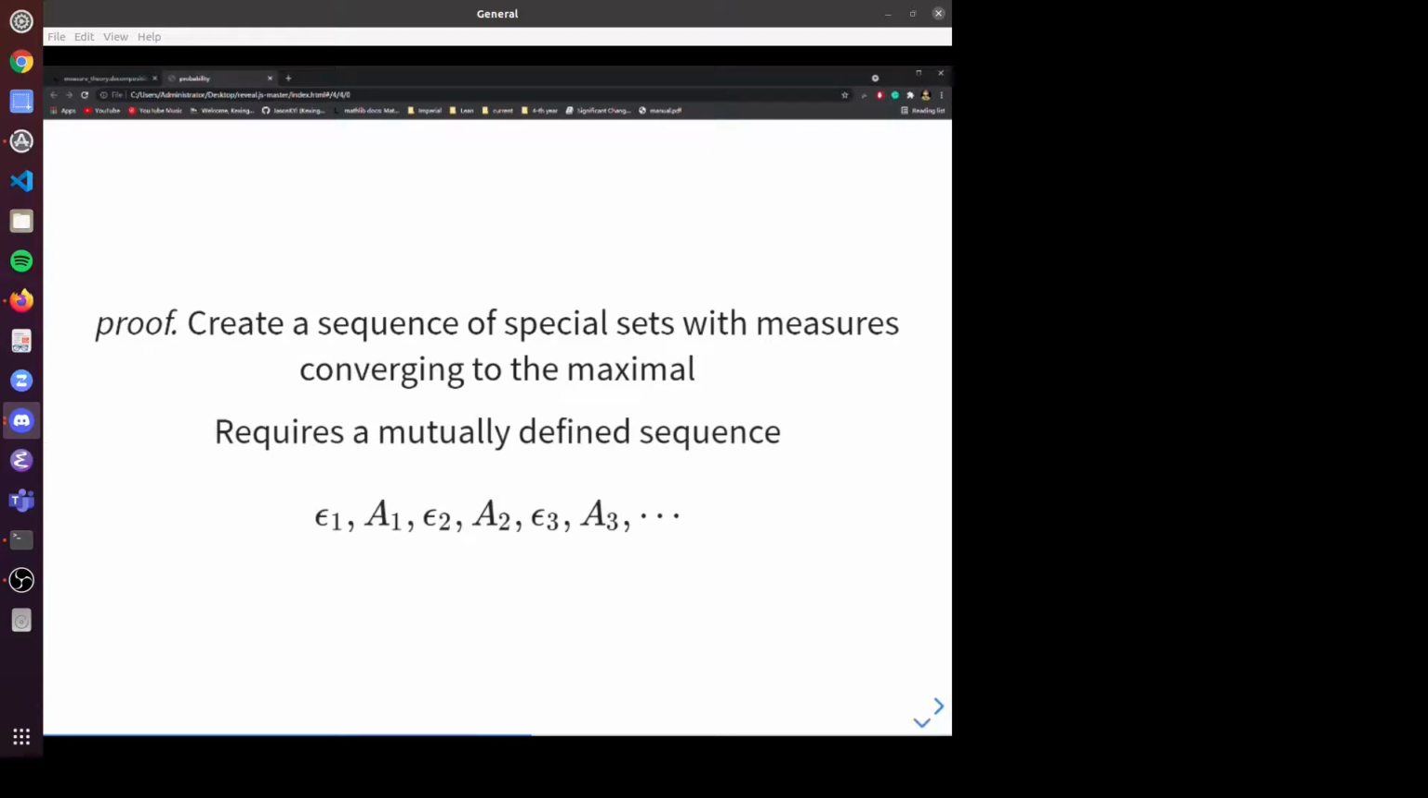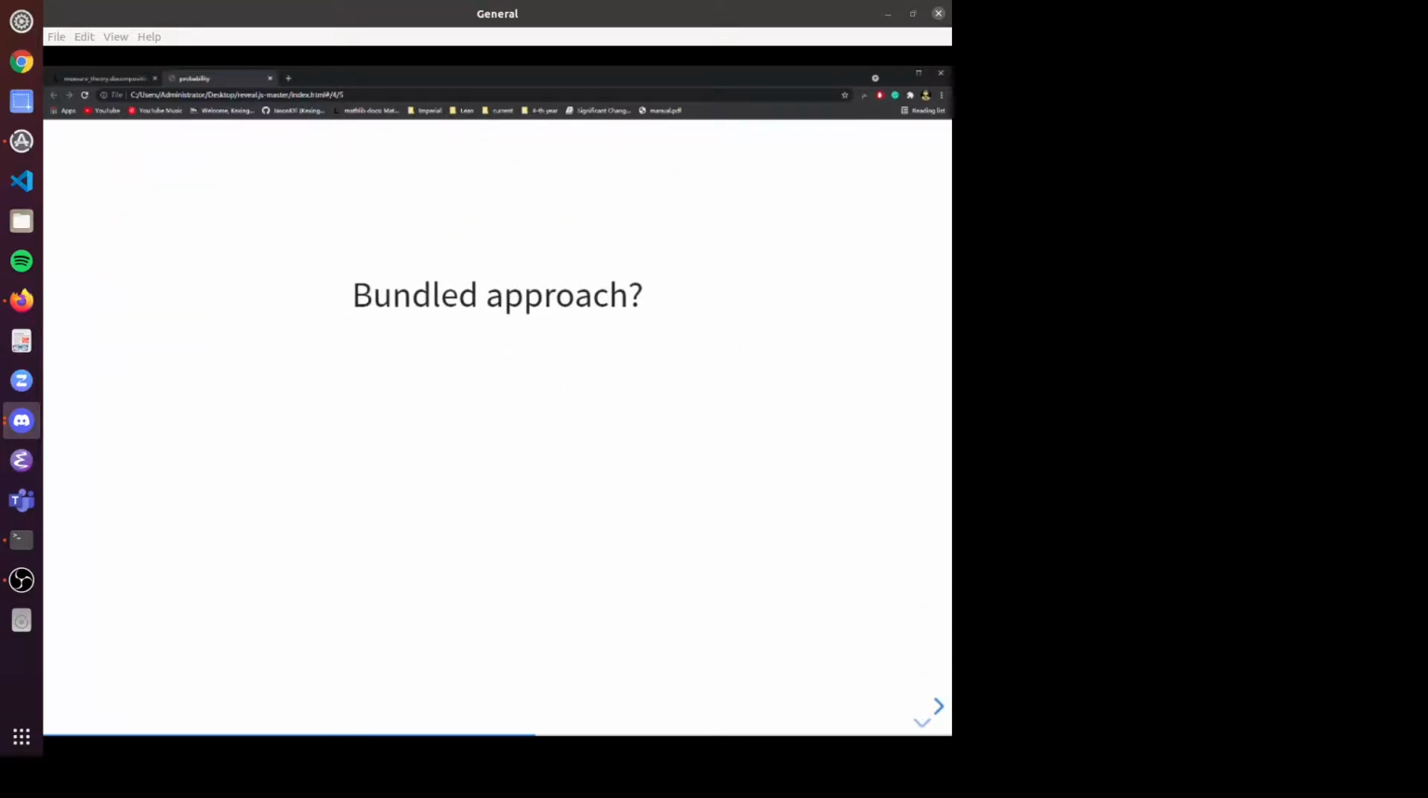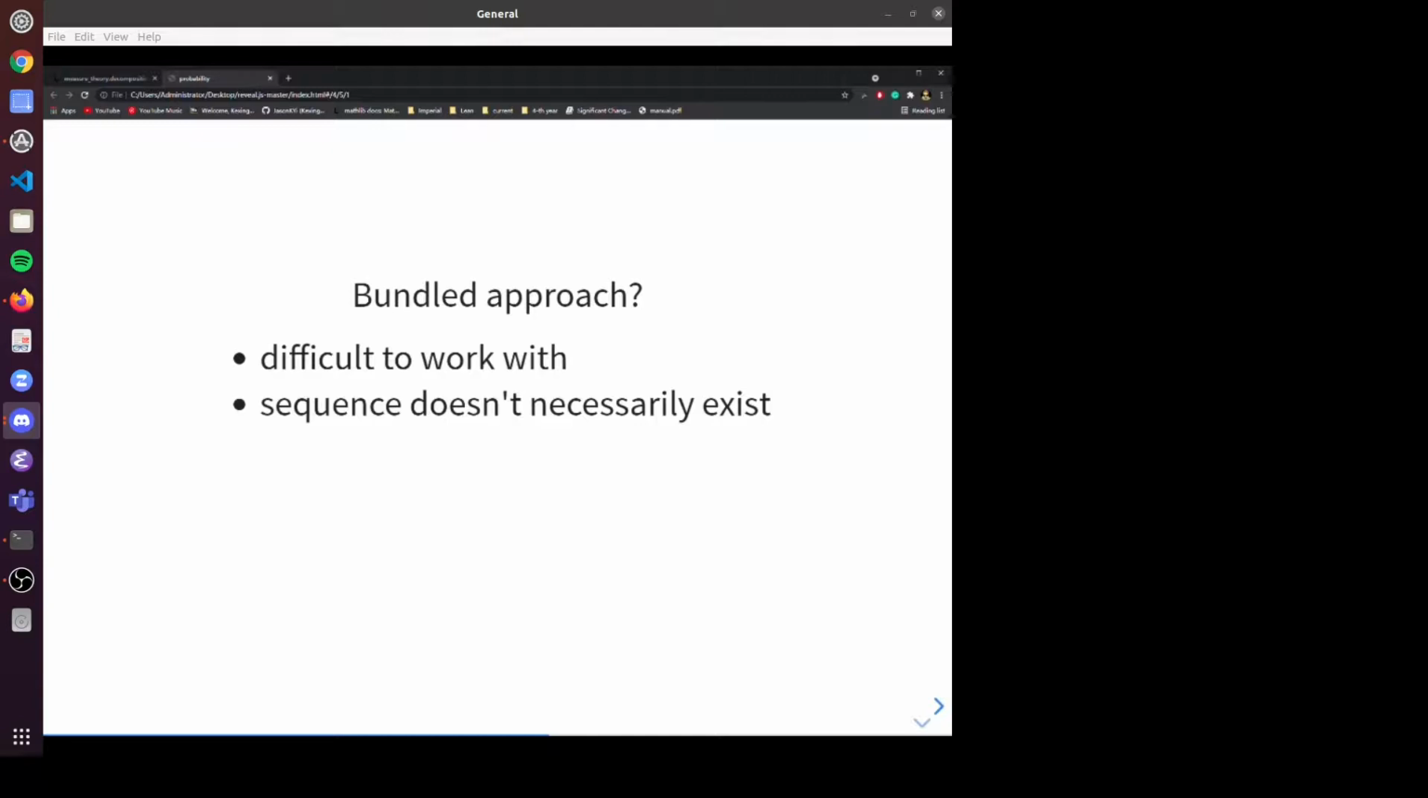So what happens here is we define a mutually inductive sequence where epsilon1 defines A1, and then epsilon2 is defined using A1, and so on. So how do we do this in Lean? What I initially came up with is a bundled approach where we bundle epsilon n and A n together, and the next pair depends on the previous. But this is very difficult to work with, because the sequence doesn't necessarily exist. The proof actually follows because if the sequence exists, then we have the proof, and if the sequence terminates, then we also have the proof, right? So it depends on the case. But it's difficult to make a definition depend on an existence statement like that.